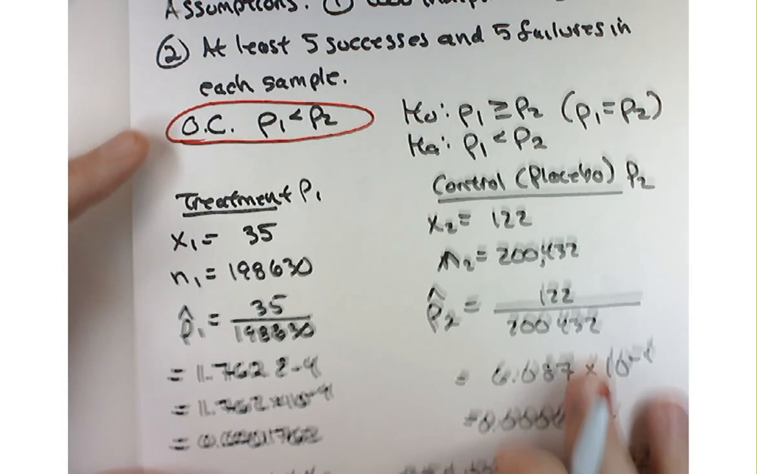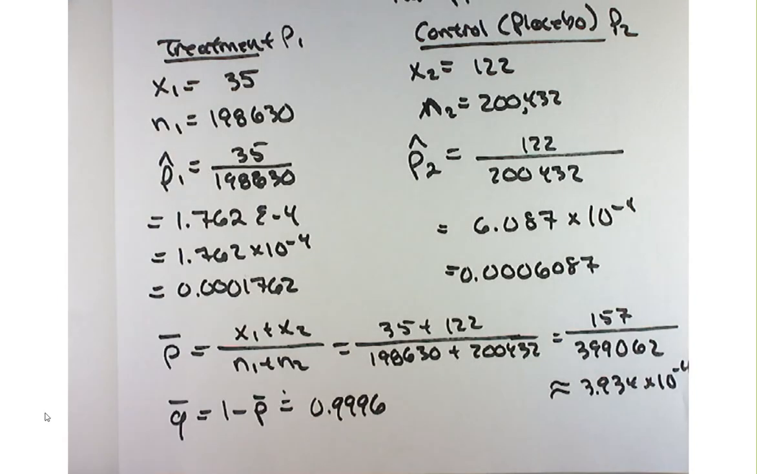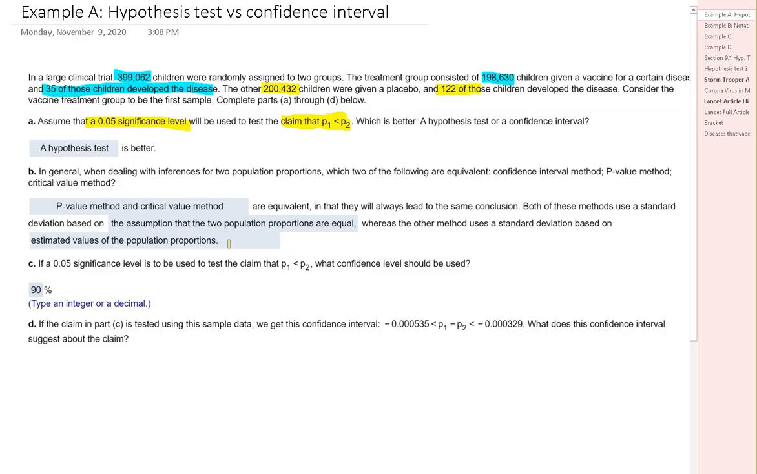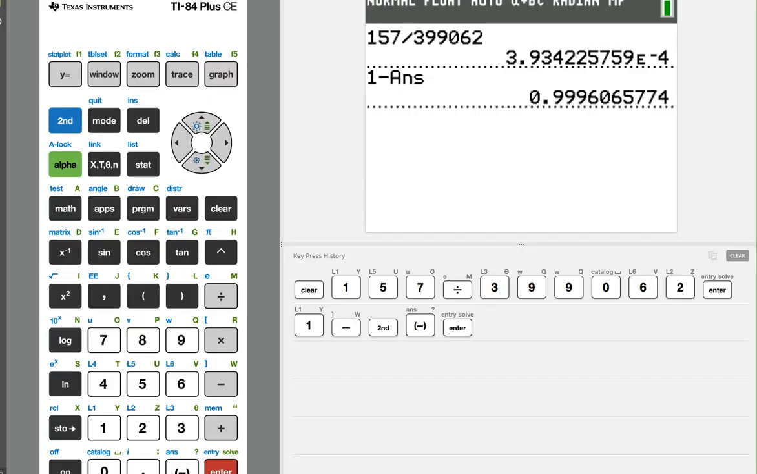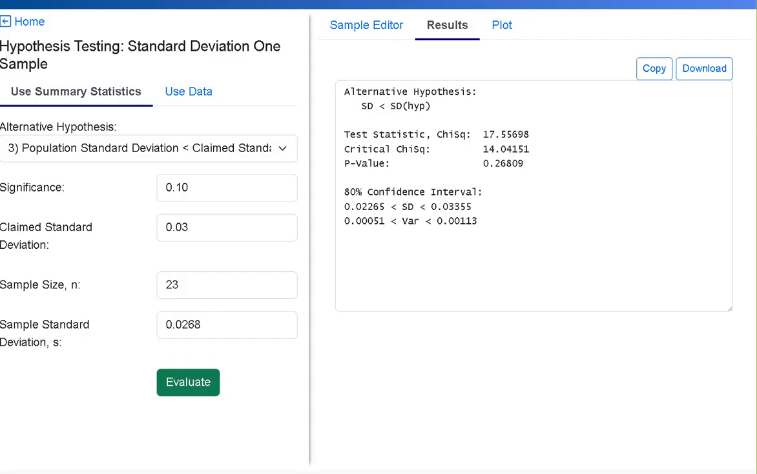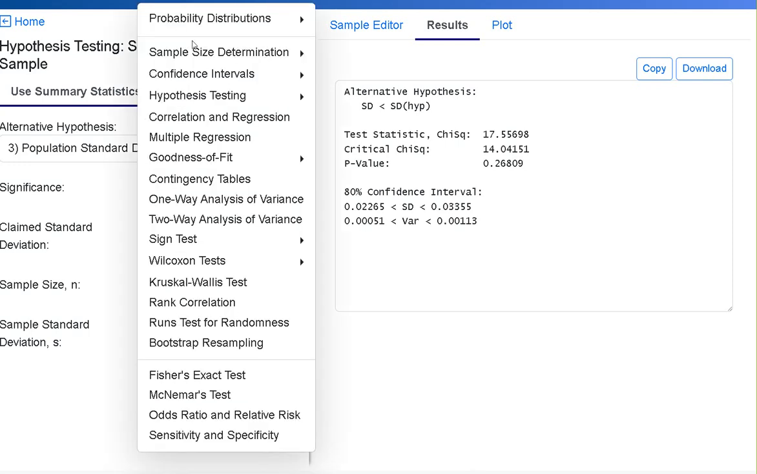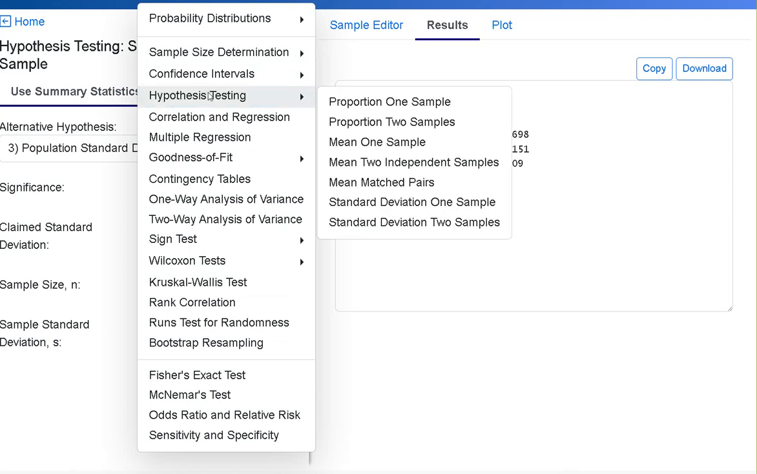I'll circle that. Let's do our hypothesis test, which I think is what we're being asked for in the first part. I'll talk about the confidence interval when we're all done. Let's go to StatDisk. Where should I go once I get to StatDisk? I don't want to do a hypothesis test for one standard deviation anymore. Where should I go? Analysis, hypothesis testing, proportion, 2 samples. Beautiful.